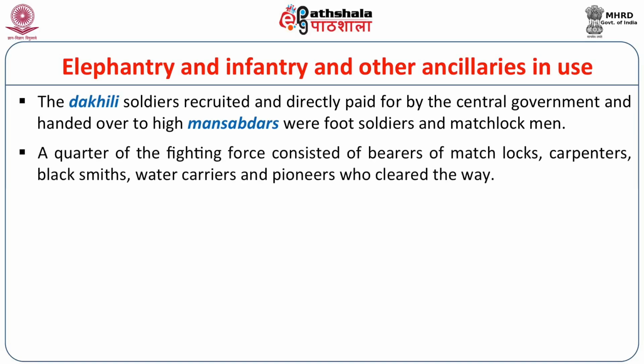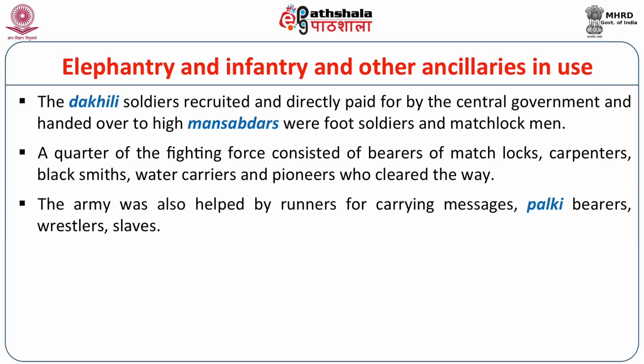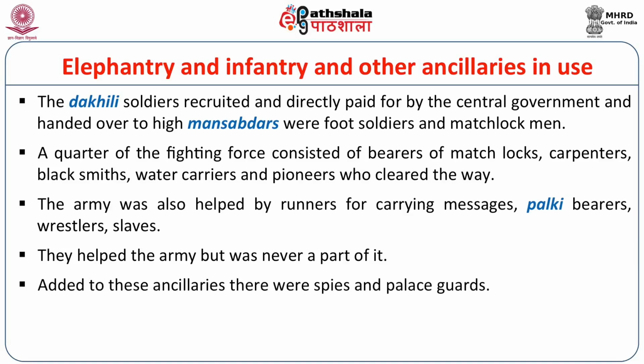A quarter of the fighting force consisted of bearers of matchlocks, carpenters, blacksmiths, water carriers, and pioneers who cleared the way for the army. The army was also helped by runners for carrying messages, palki bearers, wrestlers, and slaves. They helped the army but were never a part of it as such. Added to these auxiliaries, there were spies and palace guards who were again considered a part of the contingent.